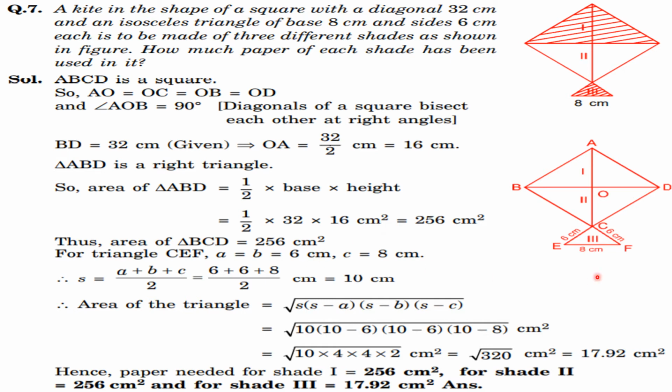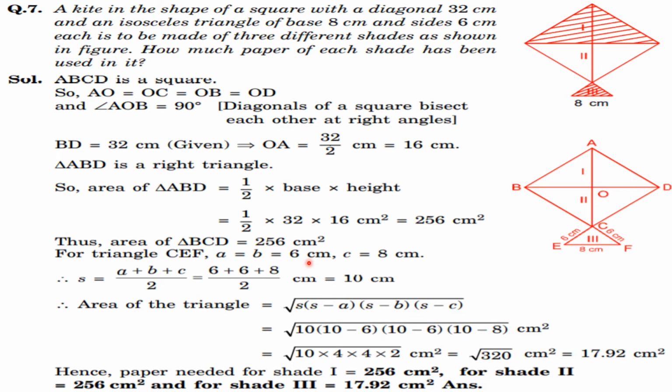Now come to the small triangle CEF. For this triangle CEF, let us assume that A is equal to B is equal to 6 centimeters. This is A. Let us assume that this is B and C is equal to 8 centimeters. Therefore, here we got the lengths of the three sides of the triangle, so we can use Heron's formula to find the area of this triangle.